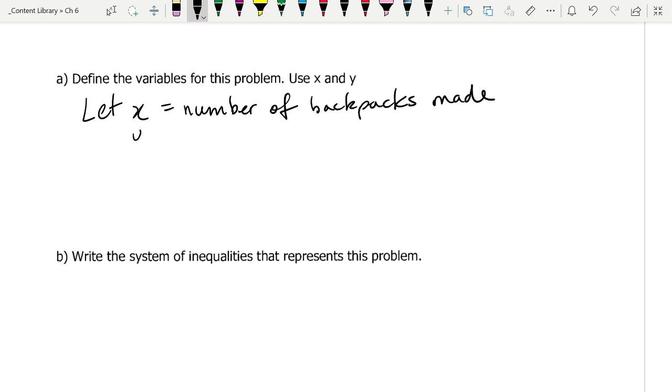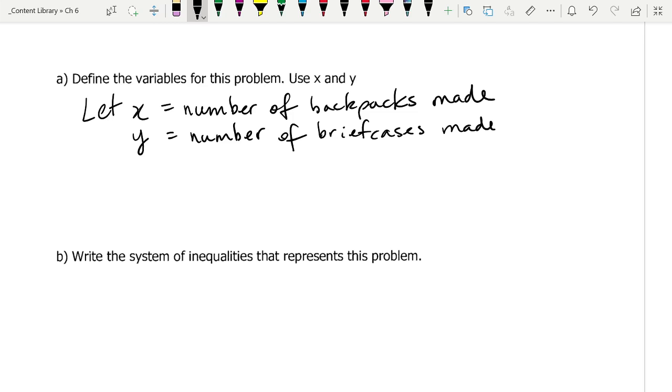And I'm going to say let Y equal number of briefcases made. Oops, I just misspelled briefcase. There we go. It told me to use X and Y, so I did. Write the system of inequalities for this problem.